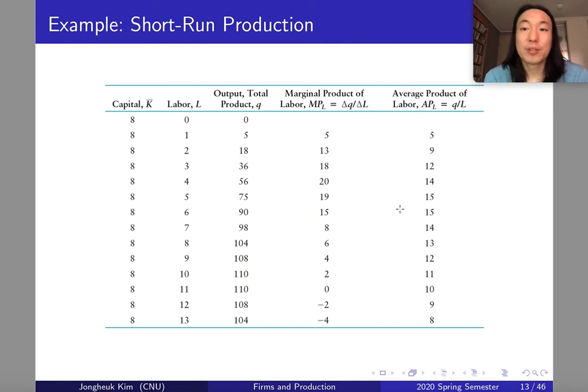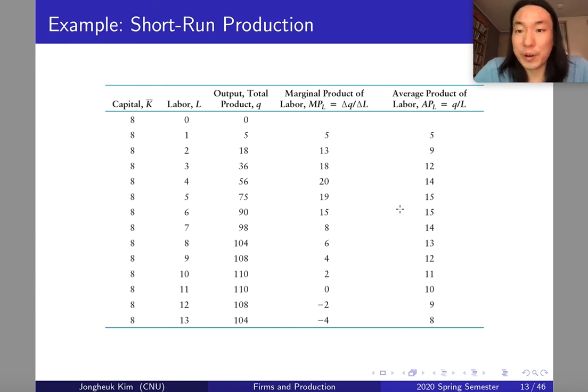Okay. So, how about the last column? The average product of labor. Average product of labor is defined more easily. Your total output over your total labor. So, you cannot take a derivative anymore. So, there is no APL at the first stage because there is no denominator at this part.